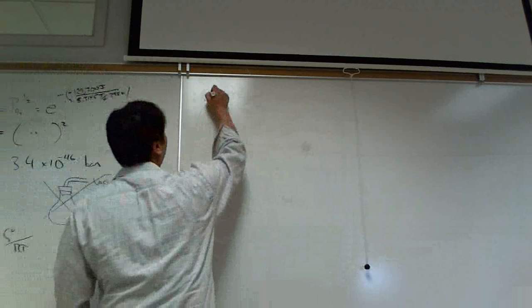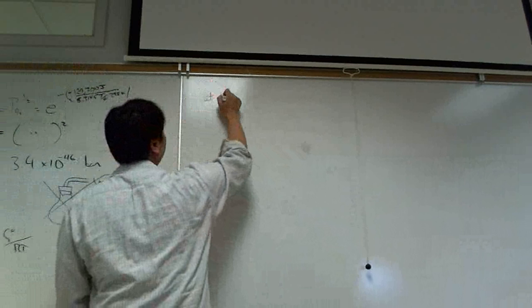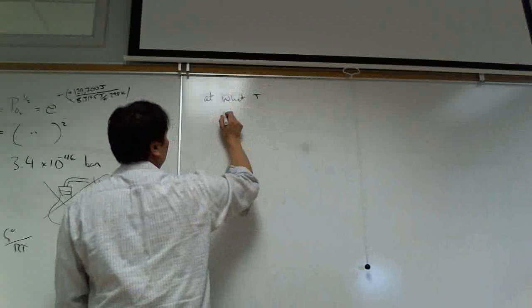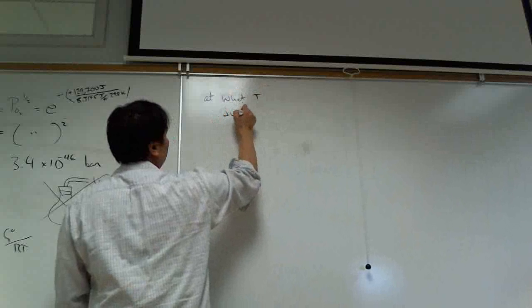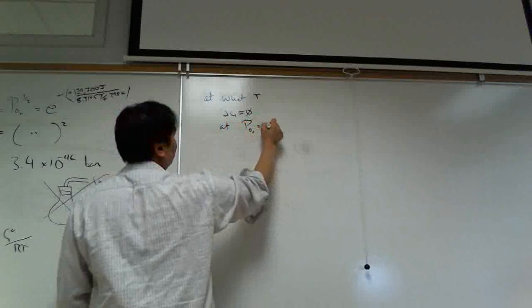What temperature would be required at an atmosphere? So, this is the next problem. At what temp would delta G go to 0 at PO2 of 0.5 bar?